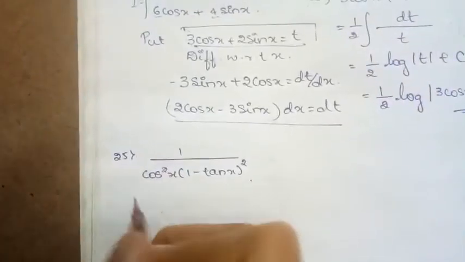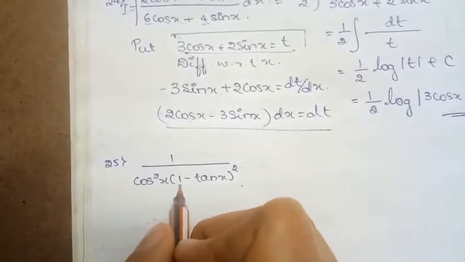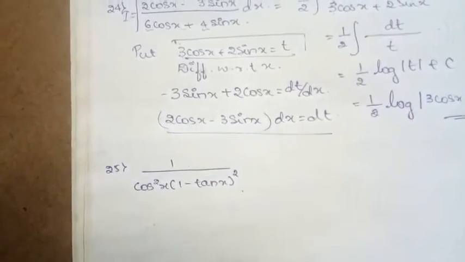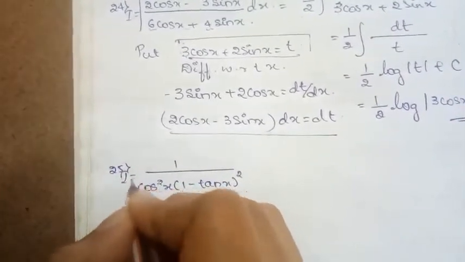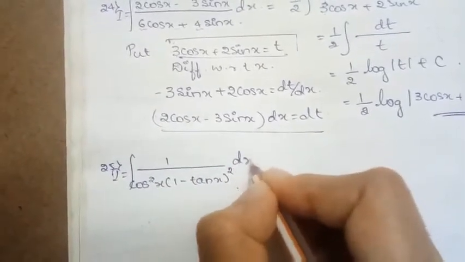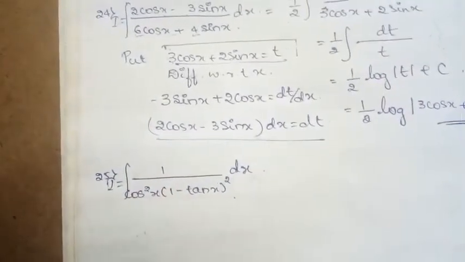Our next question is 1 divided by cos square x into (1 minus tan x) whole square. First I will consider this as I and integrate it.